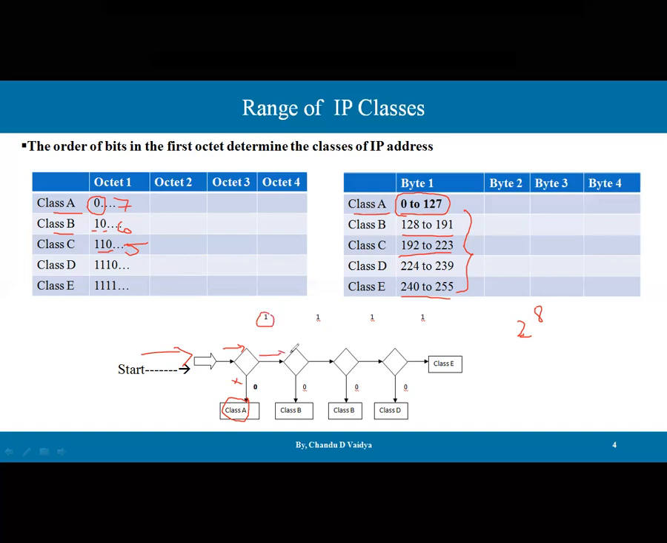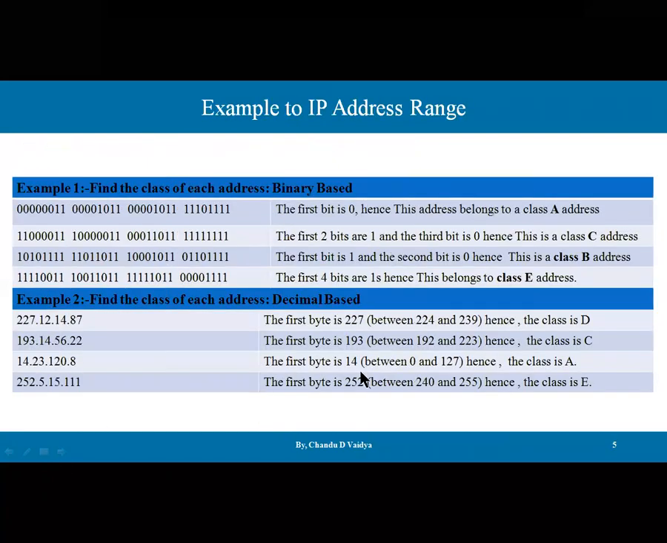Now go to the next level and again check whether the bit is 0 or 1. If it is 0, then it belongs to class B, because 10 belongs to class B. Then go further, 1 1, and check again. 1 1 and then 0 will be class C. Then 1 1 1 and then 0 is class D, and if all 4 are 1, this will be class E. In this way we can identify which class any address belongs to on the basis of this decision scenario.